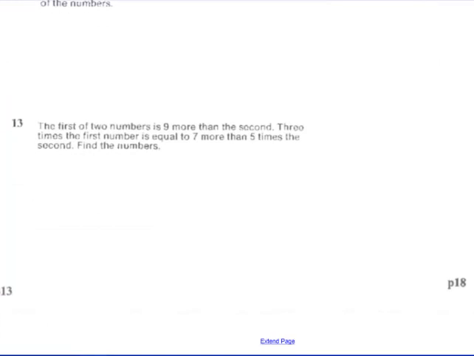I like number 13 too. The first of 2 numbers is 9 more than the second. I know something about the first. 3 times the first is equal to 7 more than 5 times the second, which I called x. I'm going to call it x. Find the numbers. So I have 2 let statements. Let x equal second number. I'm going to draw a hashtag there. That means number. Second number.